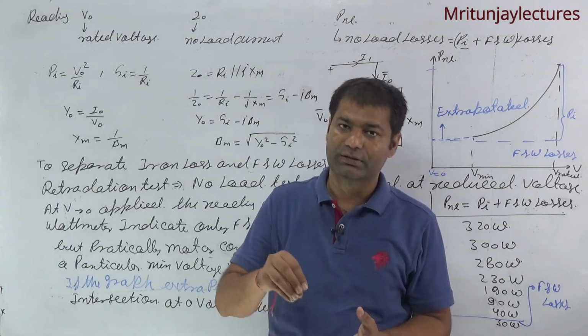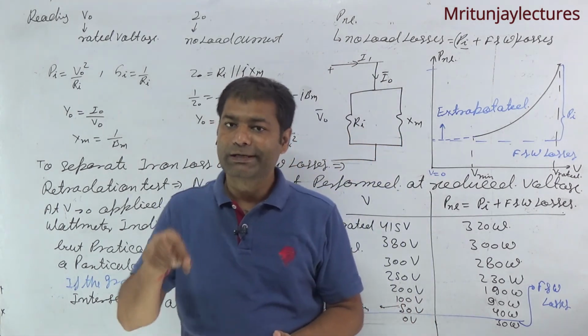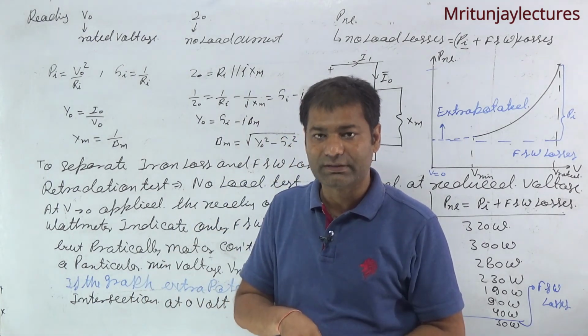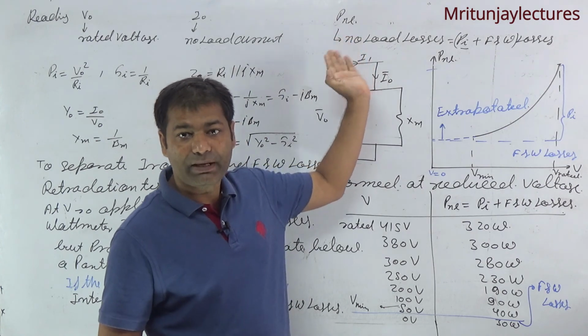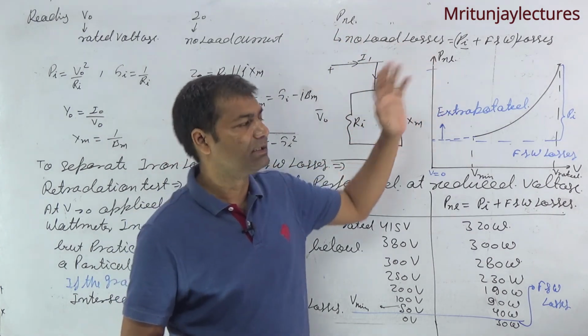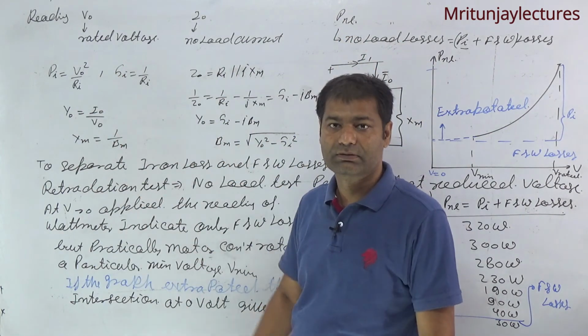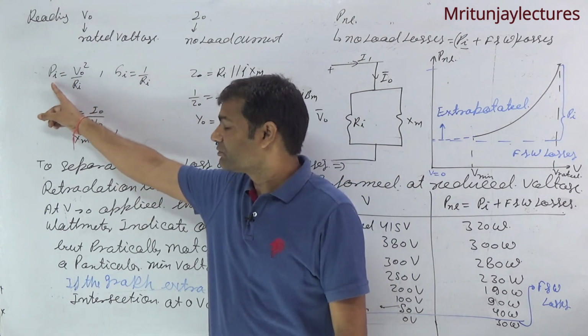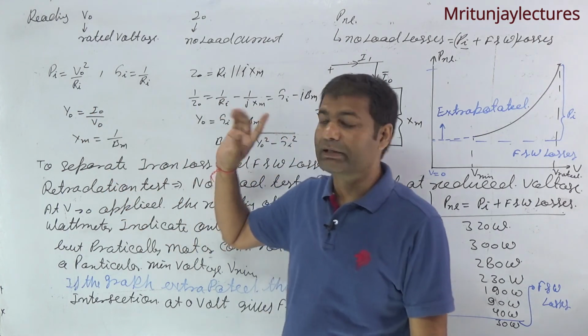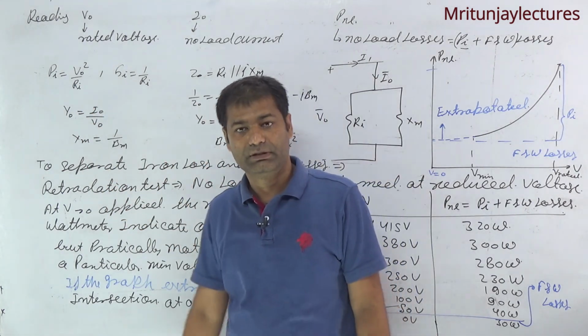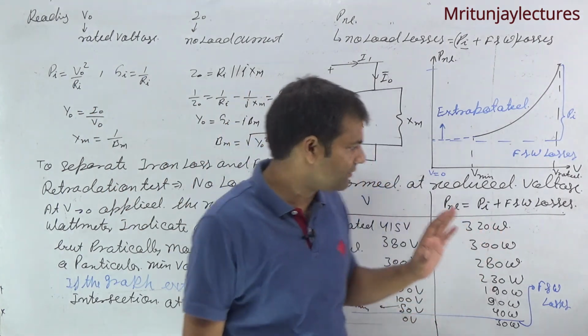If in the numerical problem friction and windage loss is given, then no load loss minus friction and windage loss gives Pi. Then determine this one. Okay, it is not equal to no load loss. Always Pi is equal to V naught square by Ri. V naught is the rated voltage. Okay, so finally, first of all make it.